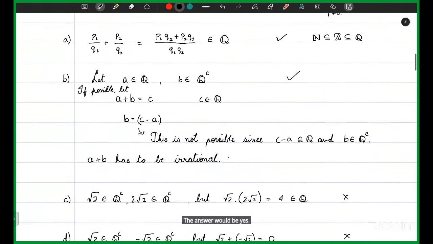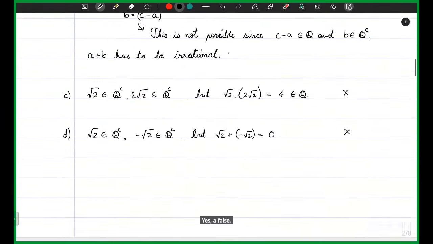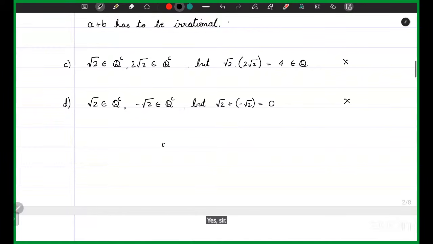So is this clear to everyone? Okay, so the correct options are A and B.